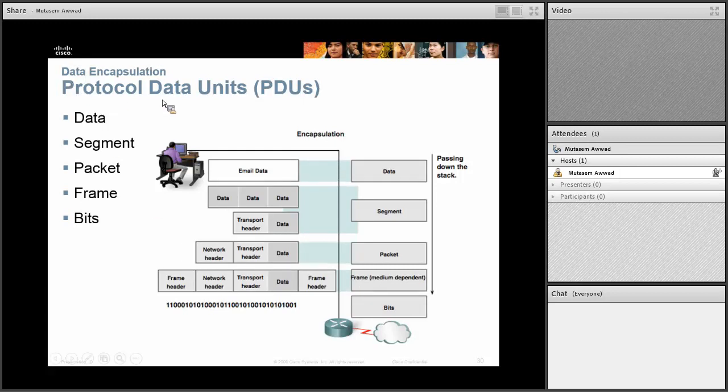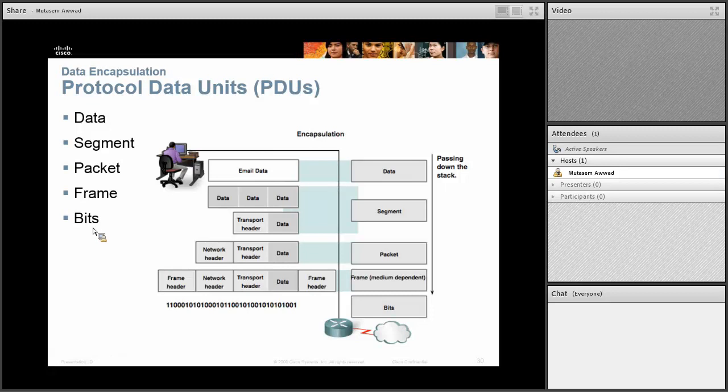Now, once the frame is placed on the wire, it is placed in bits. So, what is the protocol data unit? Or the PDUs are another word for, you know, what is the name of the data as it gets encapsulated from top to bottom, or de-encapsulated from the bottom to top. So at the application layer, it's called data. At the transport layer, it's called segment. At the internet layer, at the network layer, it's called packet. At the data link layer, it's called frame. And at the physical layer, it's called bits.